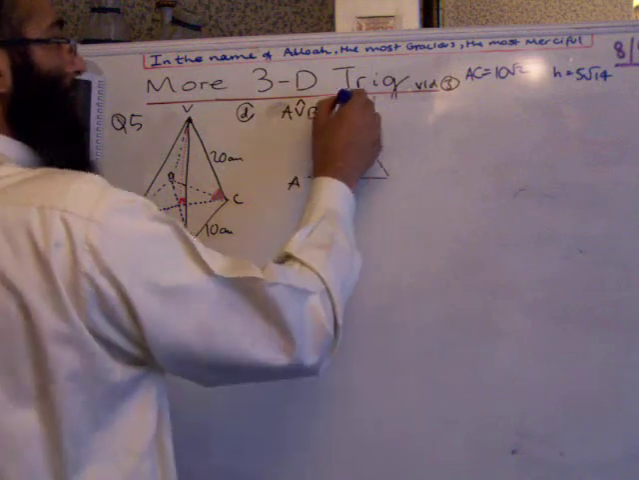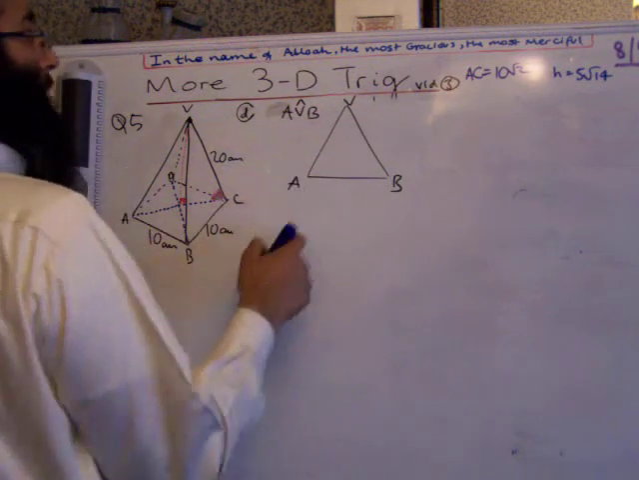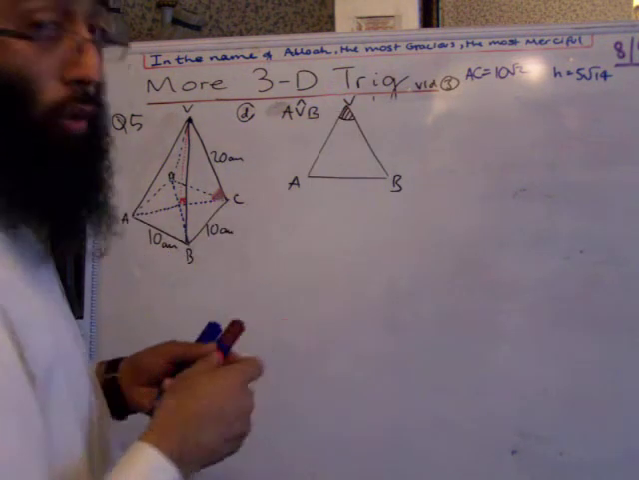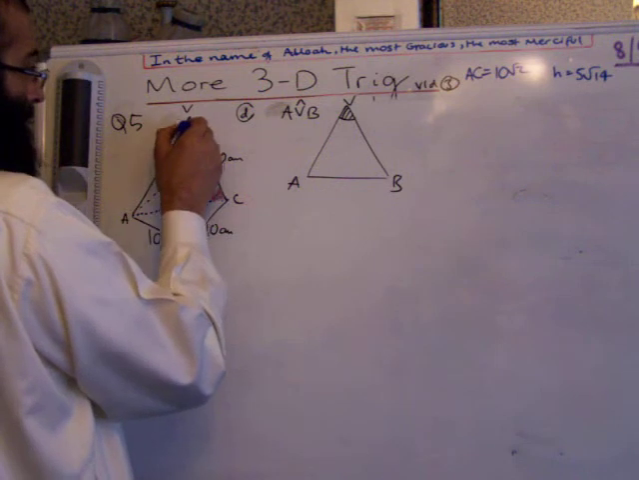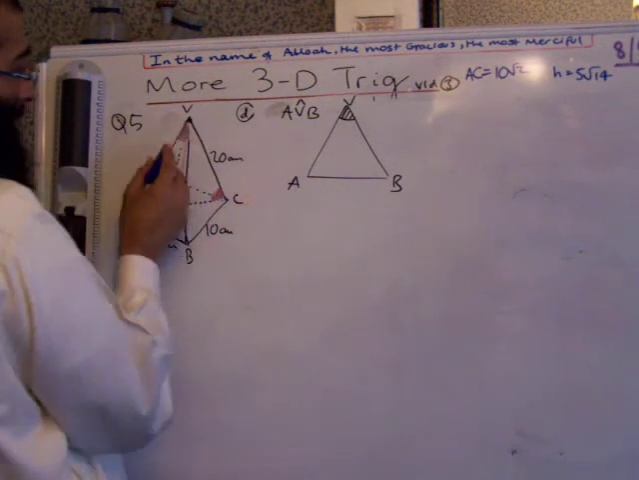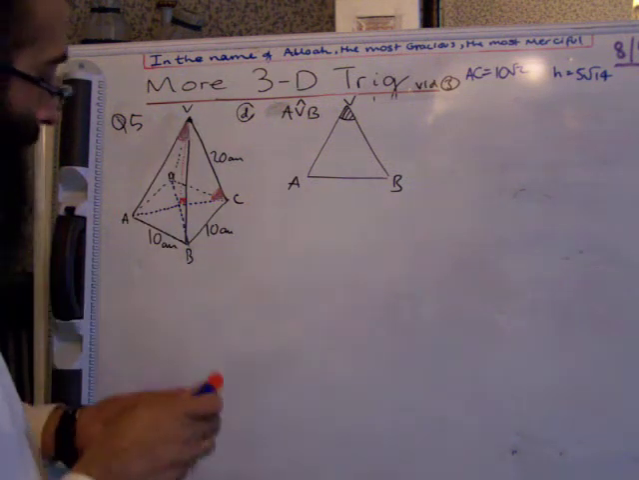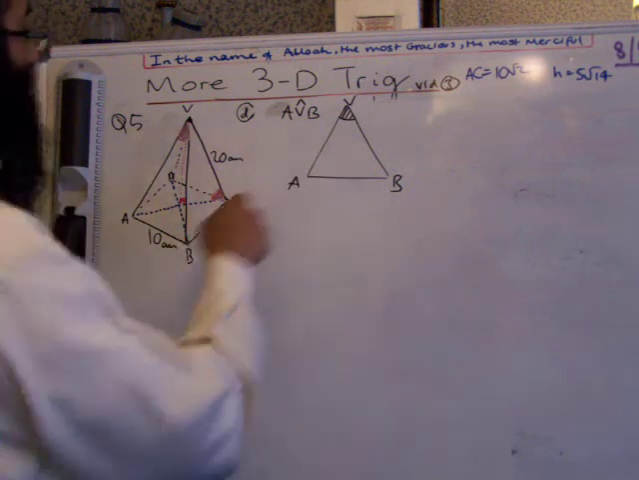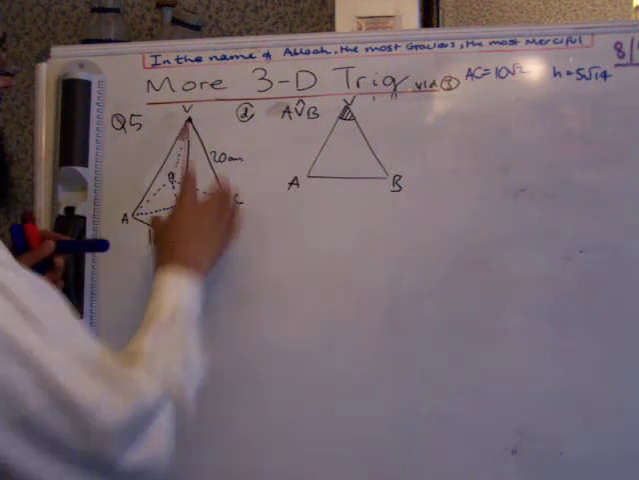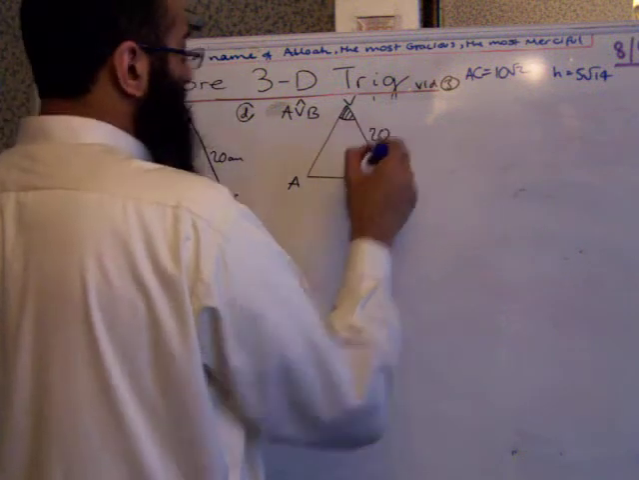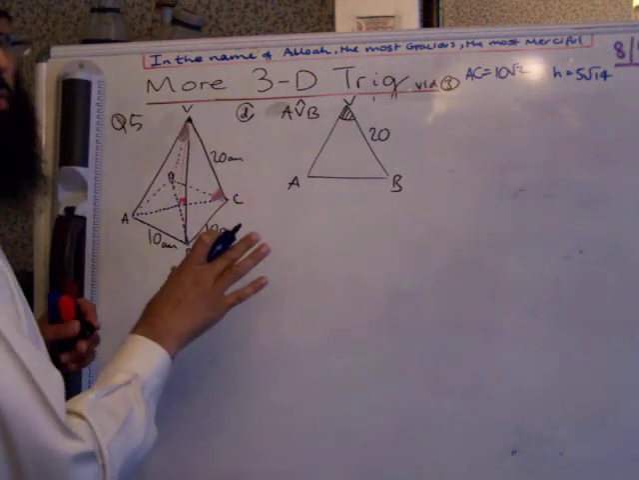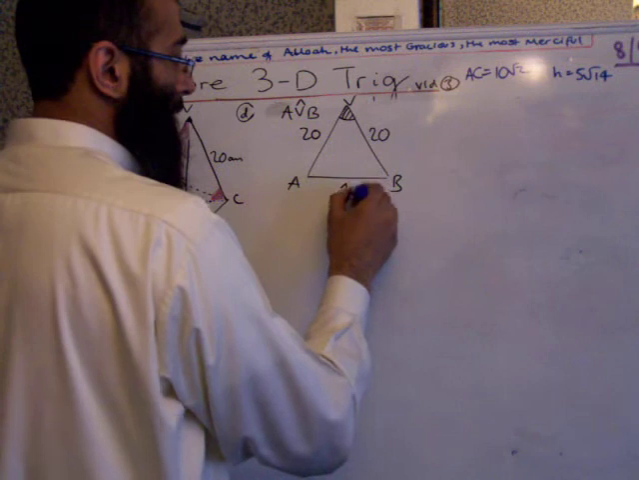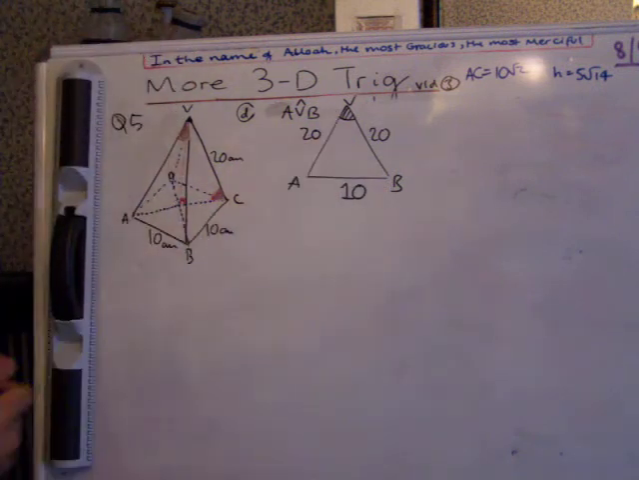So here's our A, here's our V, here's our B, and we've got to work out the angle AVB, which is this angle here, the angle between these two lines. Now, what do we know? Due to the symmetry of the question, V to C is 20, which is the same as V to B. So all the slanted sides are 20 due to symmetry of the shape. So this side is also 20. Now the bottom side is 10. Now we're going to work out the angle in the middle there.